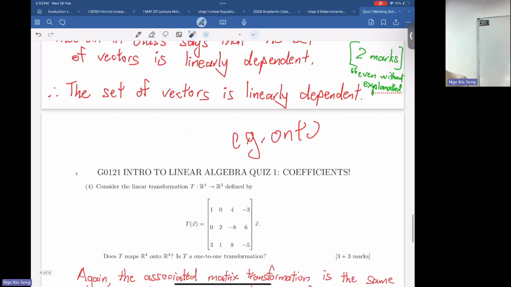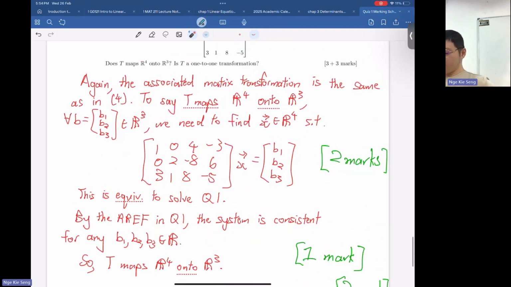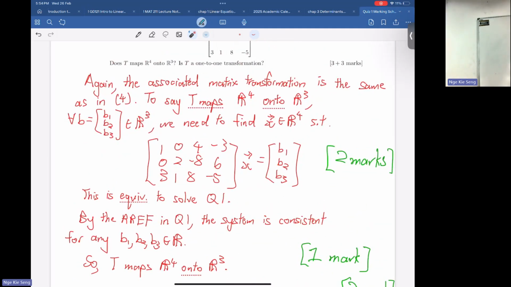Okay, next part, the last part here before we go back. Let's consider this transformation. A linear transformation is a matrix transformation because you take a matrix times vector, A times X. Does T map onto R3, or is T a one-to-one transformation? From the definition, for any B1, B2, B3, you need to solve the augmented matrix, which is the same augmented matrix as in question 1.